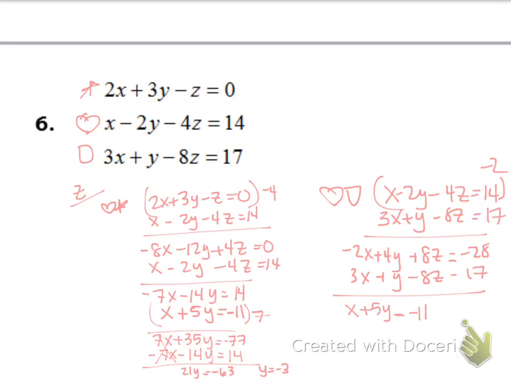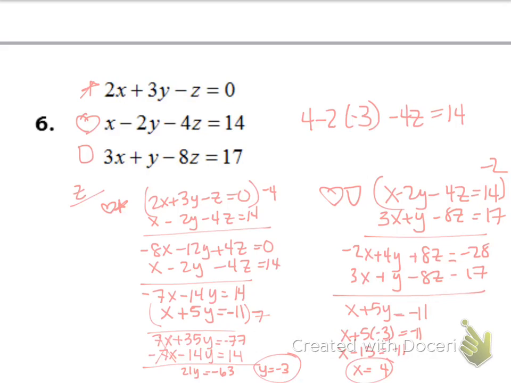Pick a two variable to plug them in. So x plus 5 times negative 3 is equal to negative 11. So x minus 15 is equal to negative 11. You add that 15, you're going to get 4. Plug those into a three variable. So we could do x minus 2 times negative 3 minus 4z is equal to 14. So 4 plus 6 is 10. Subtract 10. Divide by 4, we get z to be negative 1. So I do x, y, z.